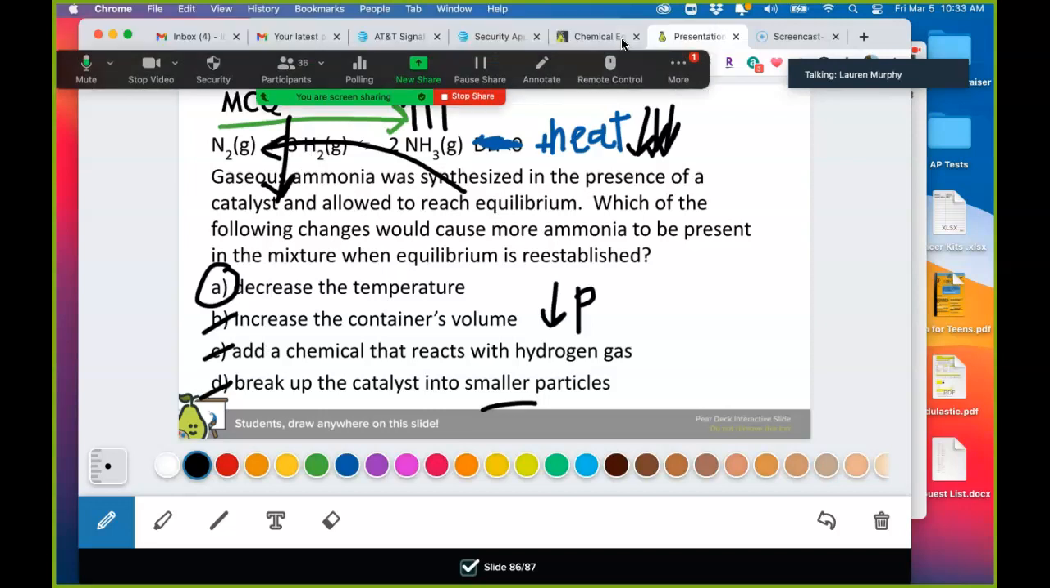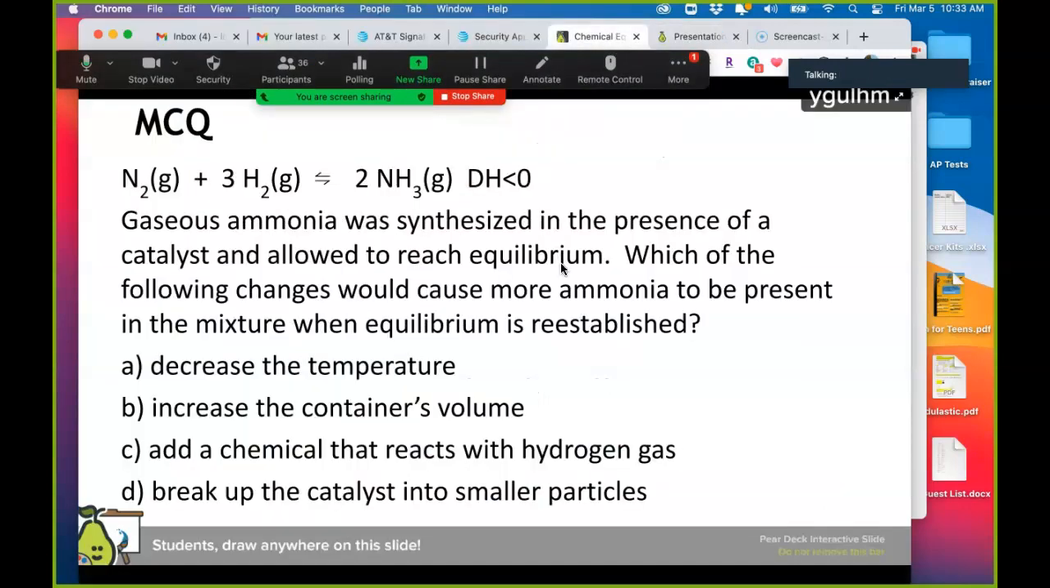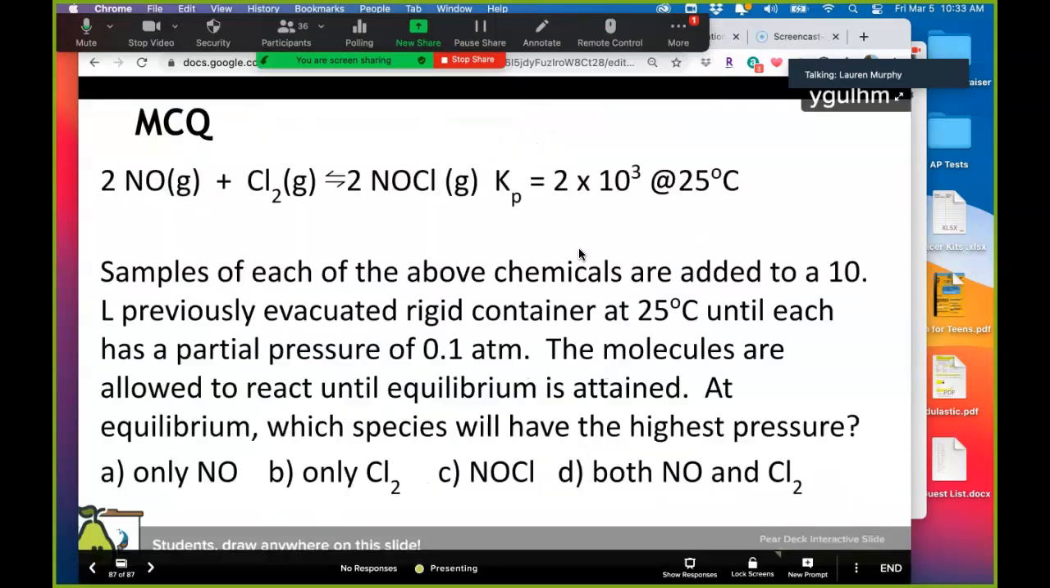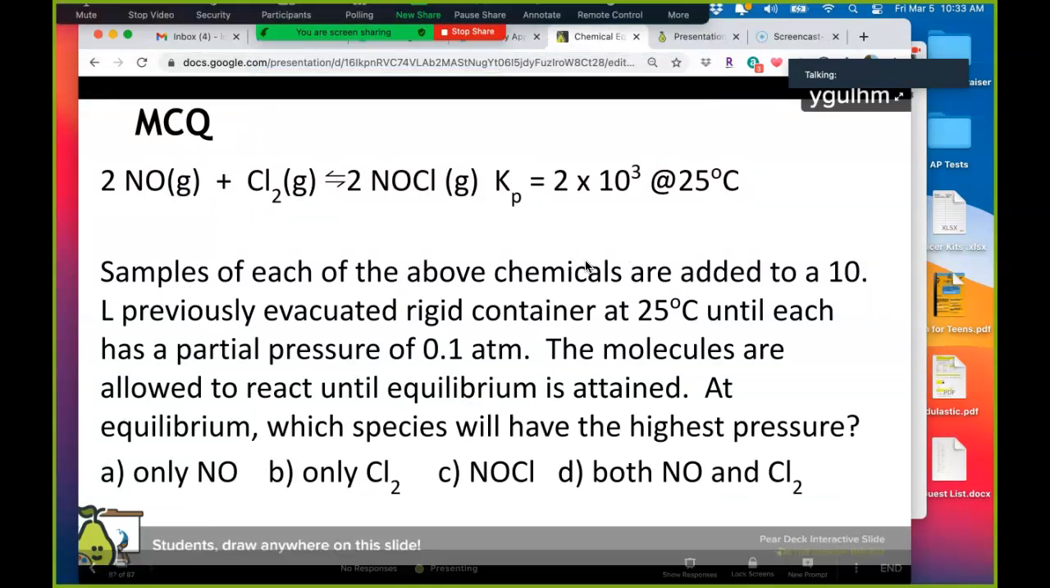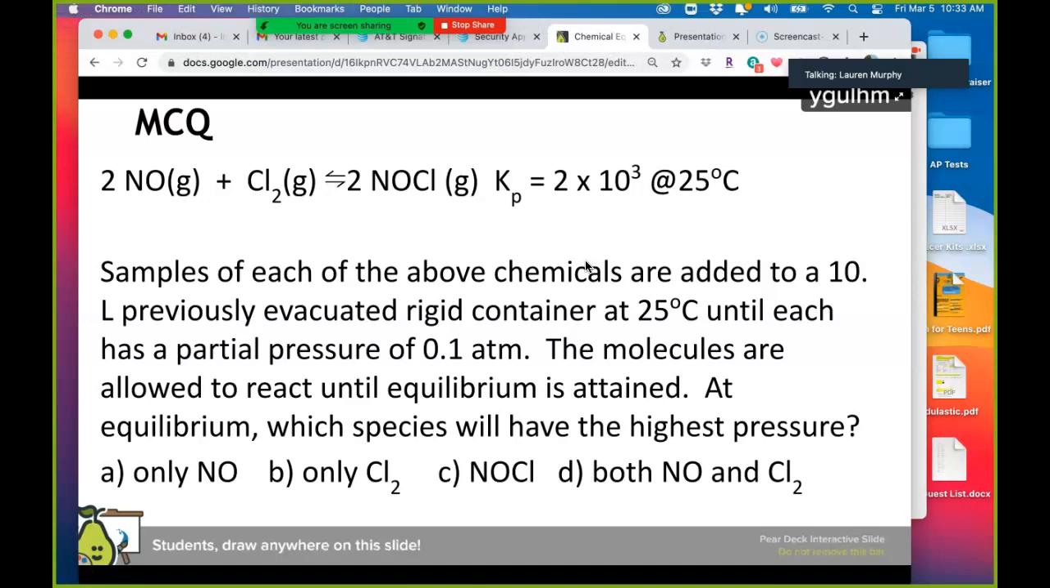All right, this last one was the one I just had a Murphy moment with yesterday. I made it way more complicated than it needed to be. So they give you a reaction, and they say they're added to a 10-liter container, so they're all in the same container, at the same temperature. They all have a partial pressure of 0.1, and they react until equilibrium is attained. And they ask, which species will have the highest pressure at equilibrium?